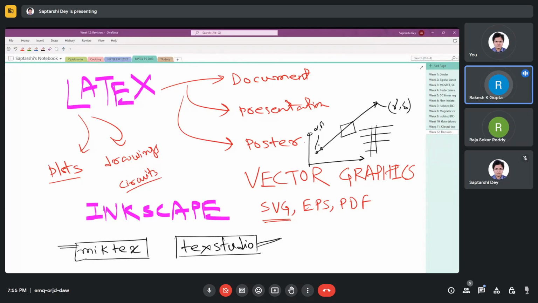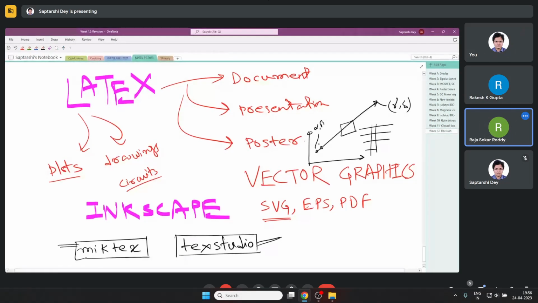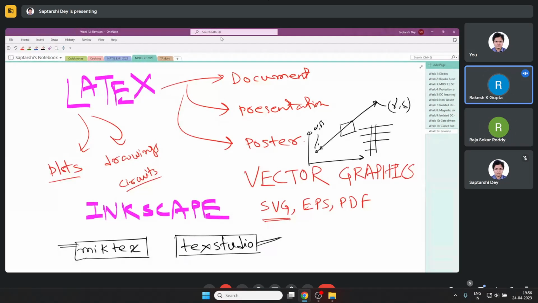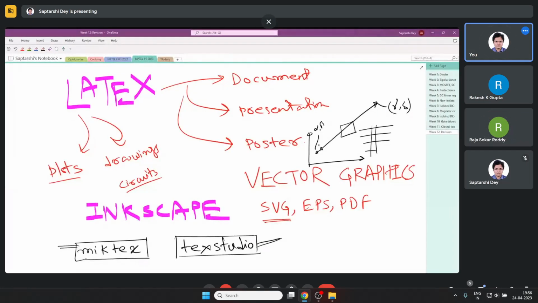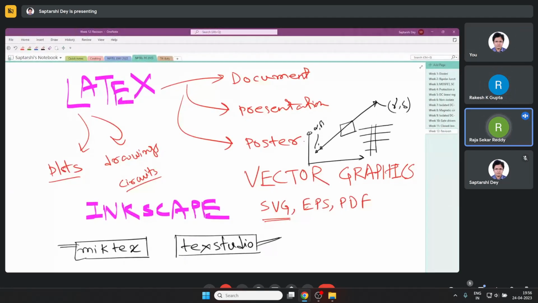Which site is better to download this free software? Just search for MiKTeX download in Google. Many sites come up which are offering MiKTeX. The first one, okay, I will send you. First one, get MiKTeX, miktex.org.